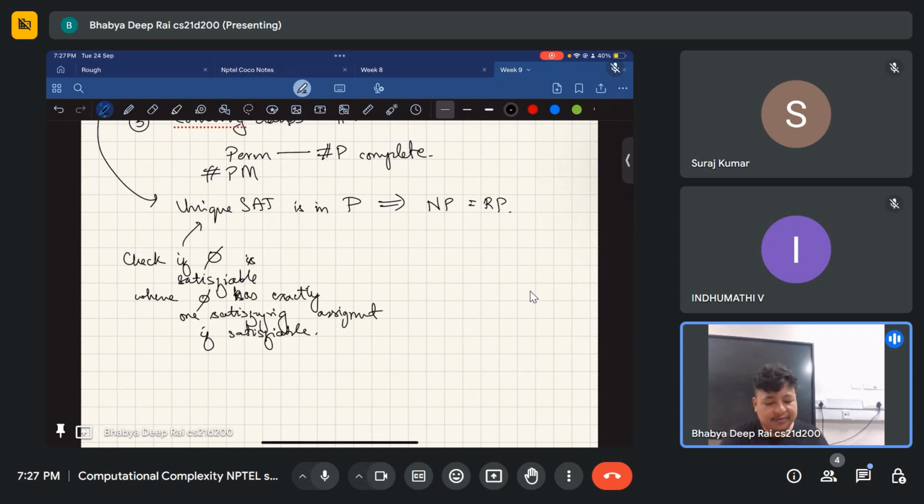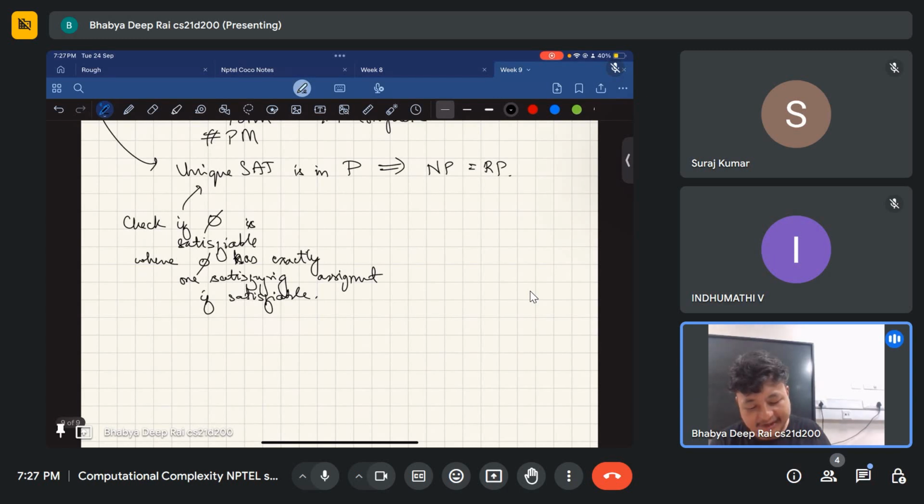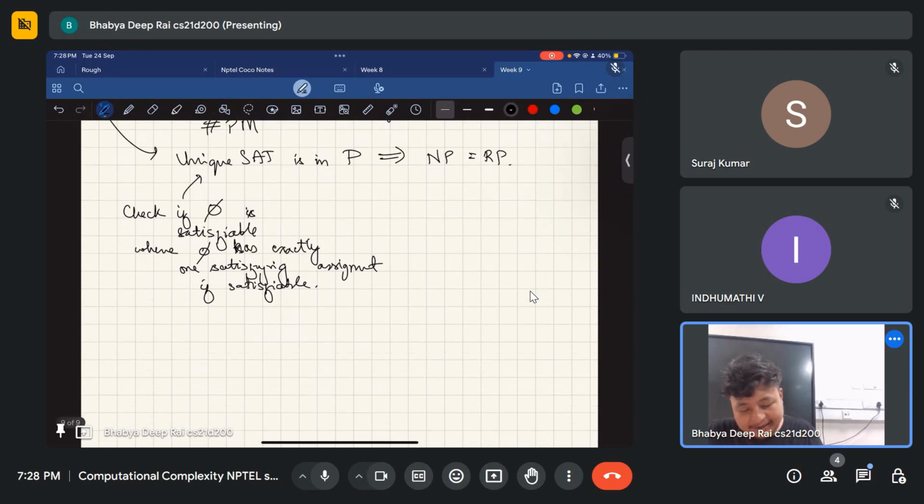First of all, satisfiability. We know satisfiability is complete for NP. The question is, is unique SAT complete for NP? That we cannot really say, right? Because we will need a proof for it first of all.